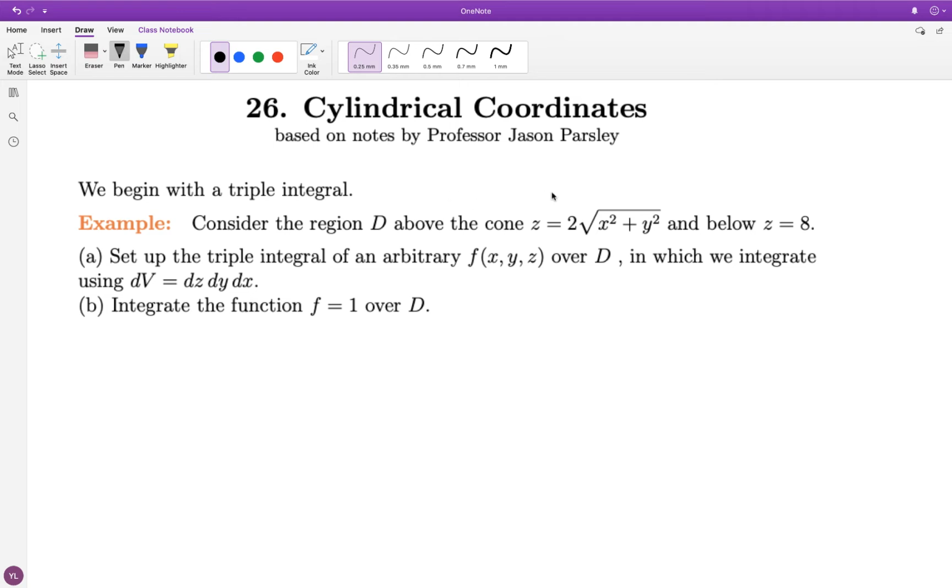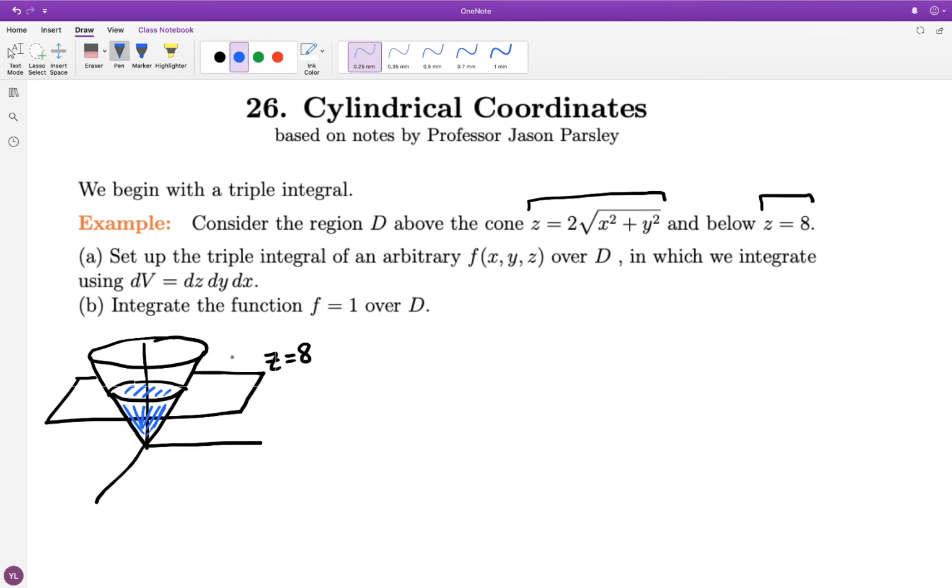What we want to do is start by setting up an expression for the region that is above this cone, the top half of a cone, and below this plane. Let me get a rough sketch. Okay, so the blue portion of the cone is the region D. The first task is to set up a triple integral of some arbitrary function, it doesn't matter what the 3-variable function is, over that region.